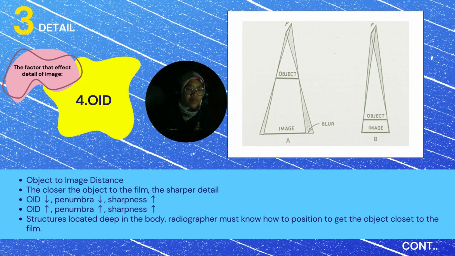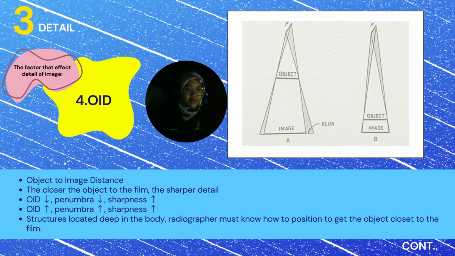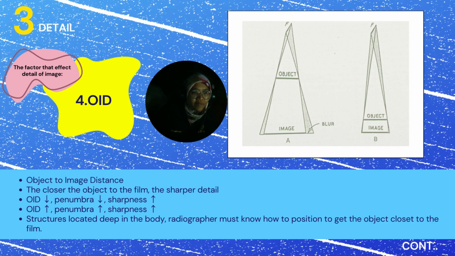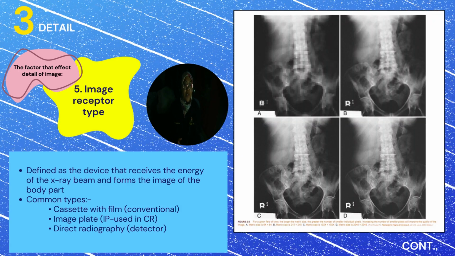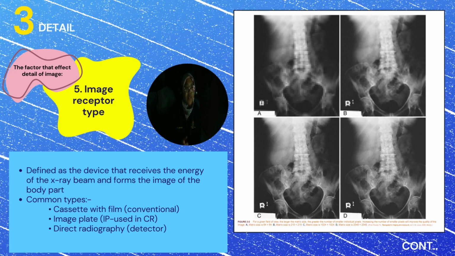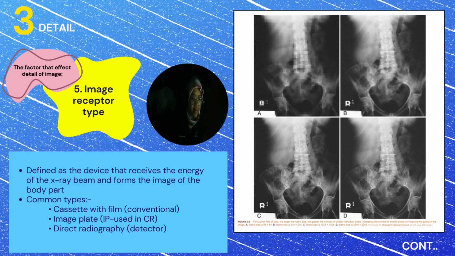So OID also contributes to the detail. The radiographer must position the patient closest to the film. The closer the object is to the film, the more detail you get compared to far away from the image receptor. Image receptor is defined as the device that receives the energy of the X-ray beam and forms the image of the body parts. Common types of image receptor are cassette, image plate, and direct radiography detector. So this also contributes to the detail in radiographs.